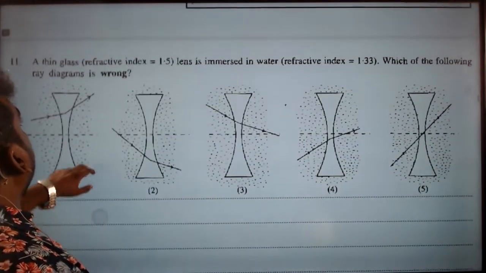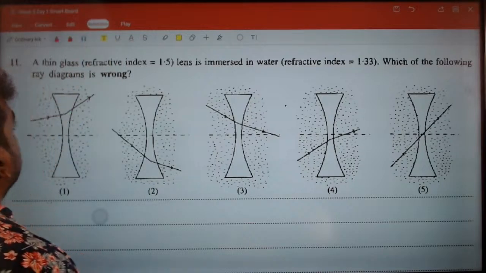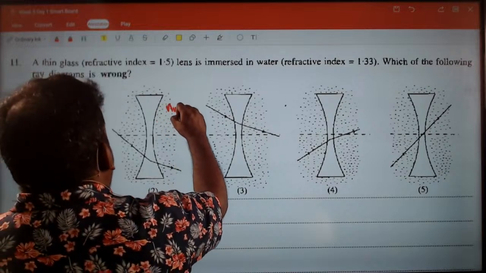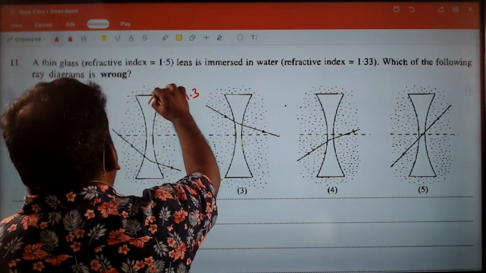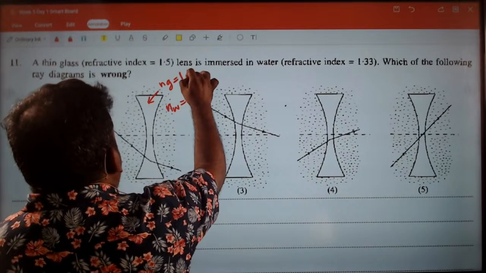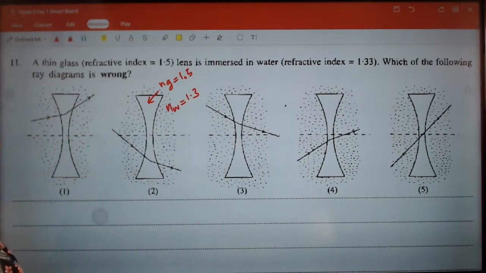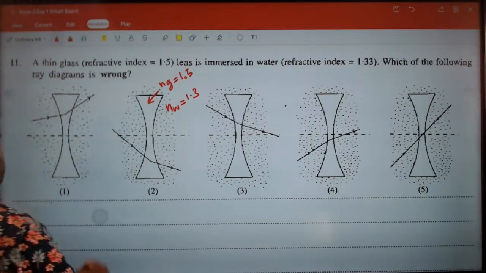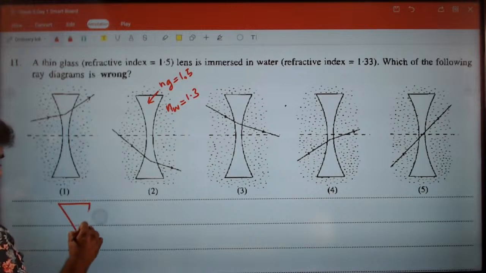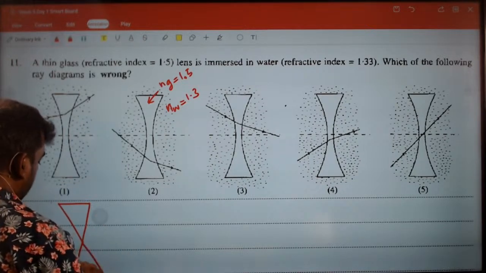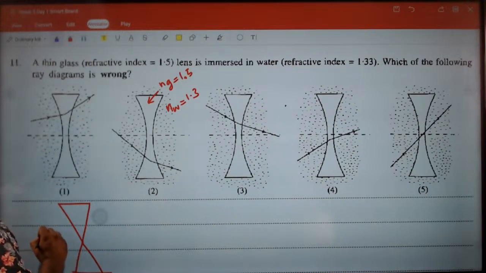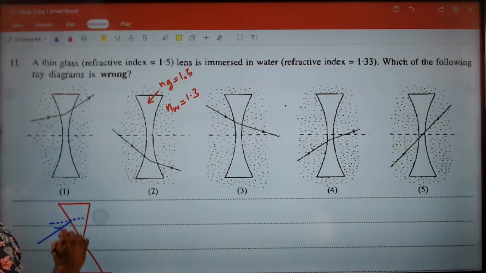Right. Question number 11. A thin glass prism of refractive index 1.5 is immersed in water. Now, water refractive index, don't forget, 4 over 3, 1.3. Glass refractive index 1.5. Which of the following ray diagrams is wrong? So if you take this part, this is like a prism. Top part of the prism. Look at this carefully. Light rays are moving here.